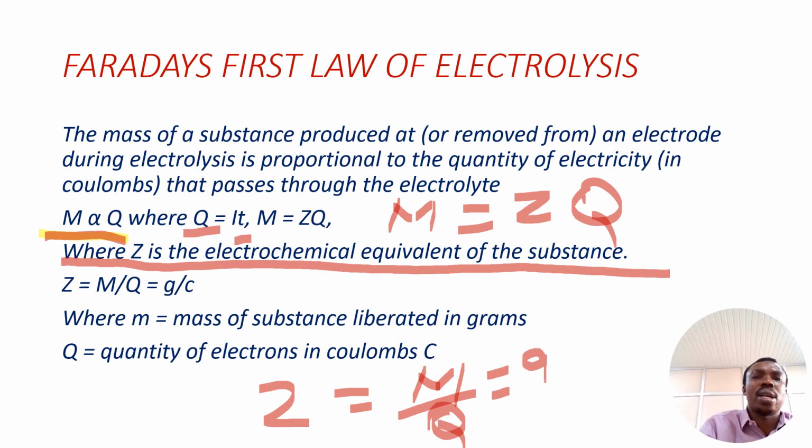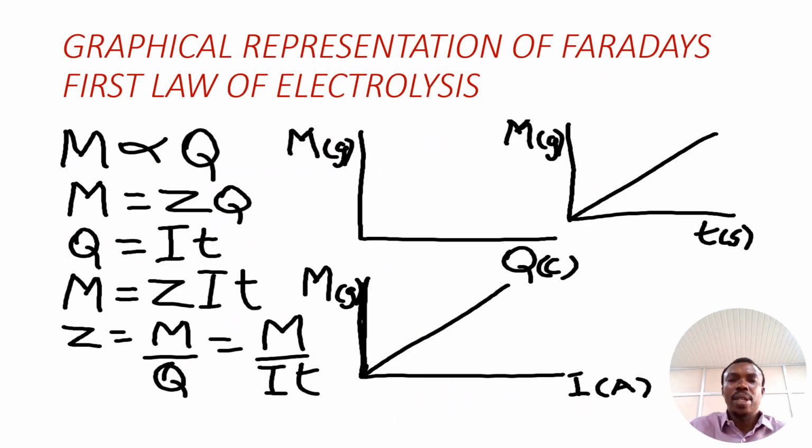So the unit is grams per coulomb, where M is the mass of the substance deposited in grams and Q is the quantity of electricity in coulombs. So Z is equal to mass over quantity of electricity. Based on Faraday's first law of electrolysis, the mass of substance deposited at the electrodes during electrolysis is directly proportional to the quantity of electricity. So as the mass or the volume of the substance deposited increases, the quantity of electric current that passes through also increases.